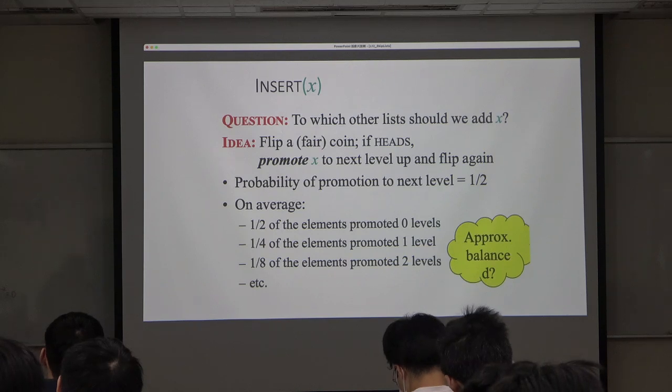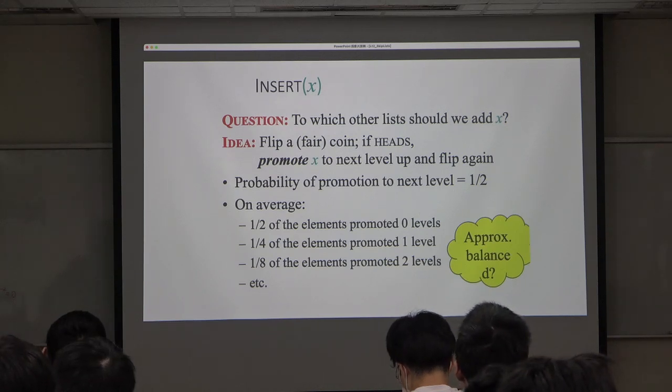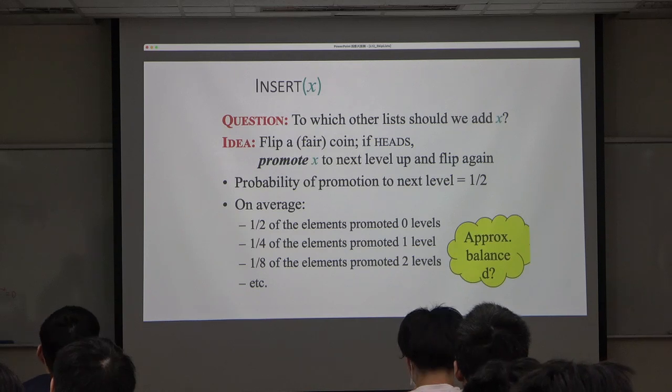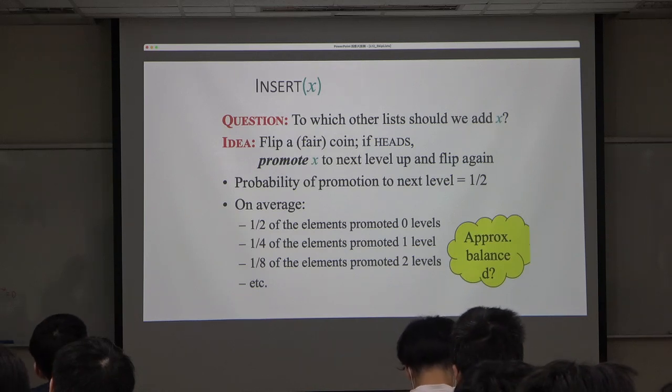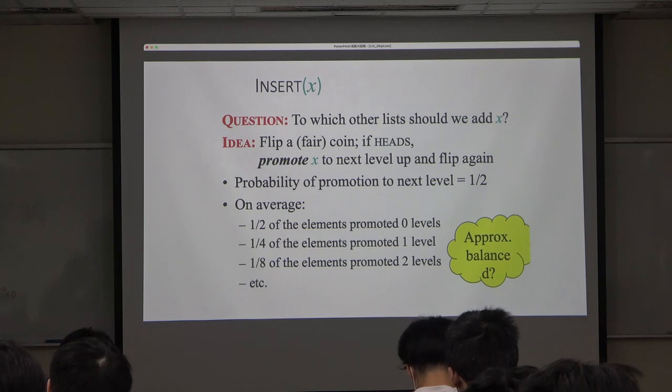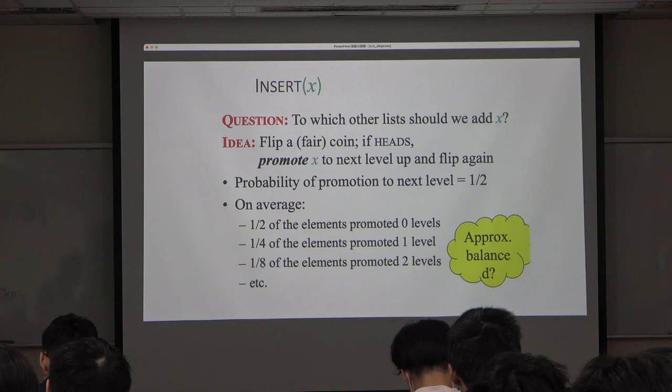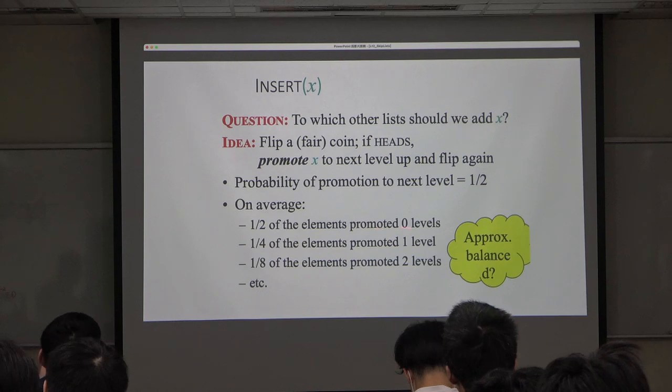So basically, just throw a coin, because it's a head or tail. Just 2 outcomes. So the probability of this promotion to the next level is going to be half, right? So this is a randomized approach. So on average, half of the elements will be promoted to level 0.